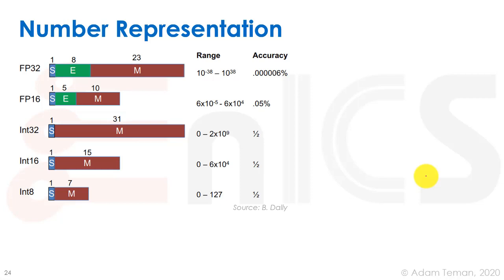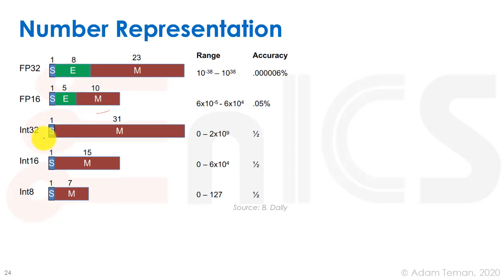Okay, number representations. Here we have a bunch of number representations. FP32, as we showed before, has a sign bit, 8 exponent bits, and 23 mantissa bits. It provides a range from 10 to the minus 38 to 10 to the 38, and it has very high accuracy. If we go down to a 16-bit representation with floating point 16, we again have a sign bit, but fewer exponent bits, only 5, and fewer mantissa bits, only 10. We get a range of 6 times 10 to the minus 5 to 6 times 10 to the 4, and it's a much worse accuracy, only 0.05%.